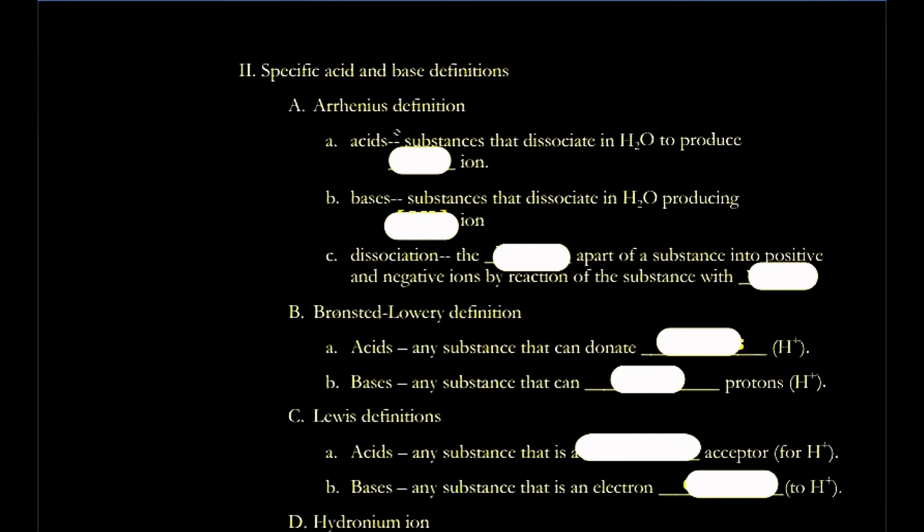Now we have three primary definitions for how we determine an acid or a base. You'll need to know all three of these and how they define an acid or a base. The first one is the Arrhenius definition. Acids are substances that dissociate in water to produce hydrogen ion.